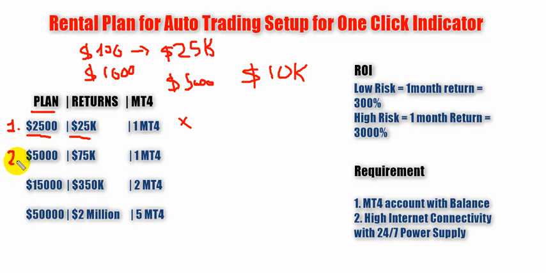The second plan is of $5,000, where the service will be valid until the client gets the profit of 75k. The third plan is of 15k, where the service will be valid until the profit reaches up to 350k, and the fourth plan is of $50k, where the service will be terminated once the profit reaches up to 2 million.